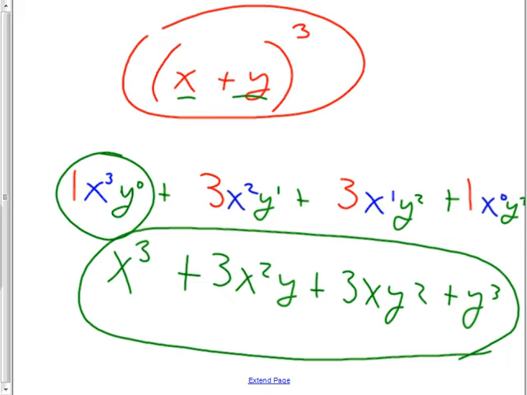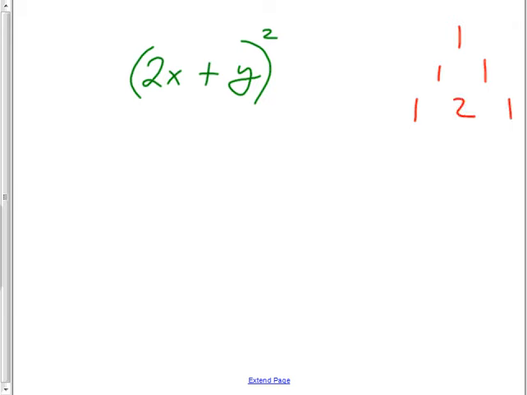Let's see if you can figure this out then. 2x plus y, squared. Use the pattern. Don't FOIL it out. I know you could FOIL it out. Use the pattern I just showed you. Now, on the test, I would expect to see a lot of people making a little Pascal's triangle off to the side. 1, 1, 1, 1, 2, 1, 1, 3, 3, 1. And we don't need to go any farther than that, do we?